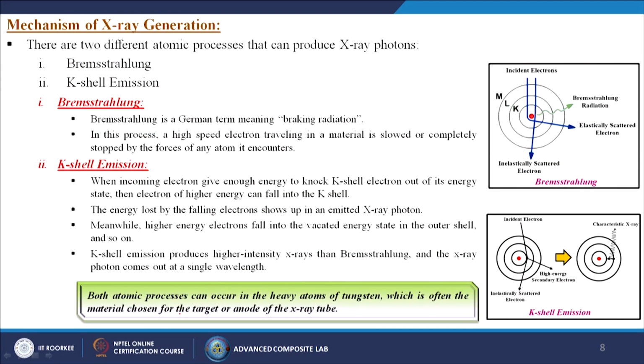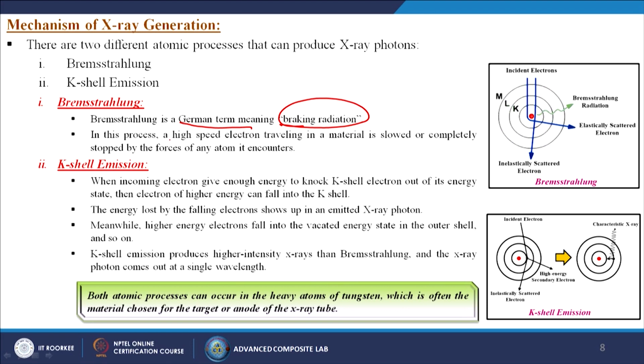Now, what are the mechanisms? There are two different atomic processes that can produce X-ray photons. The first one is called Bremsstrahlung. It is a German word. The second one is called K-shell emission. Bremsstrahlung is a German term meaning braking radiation.